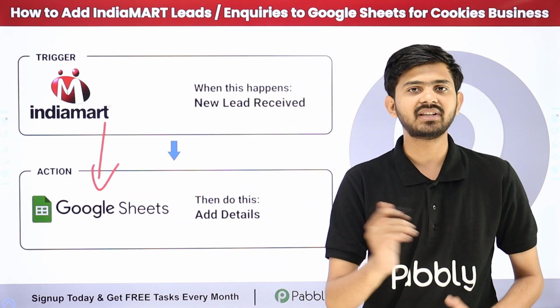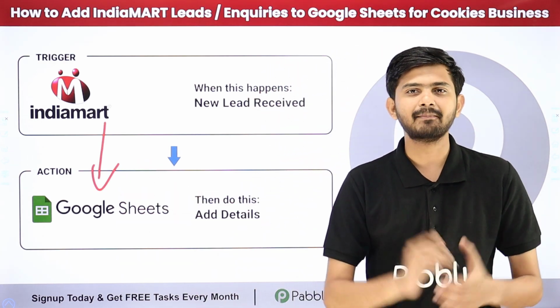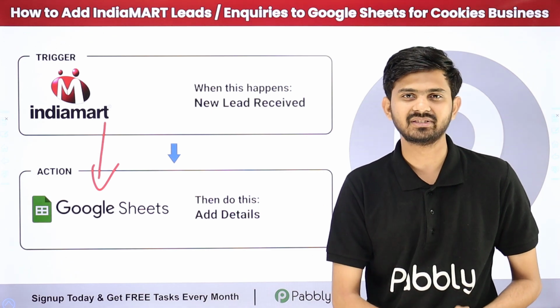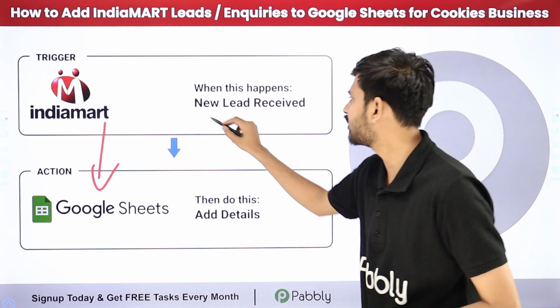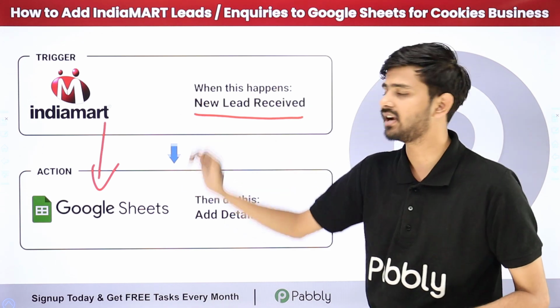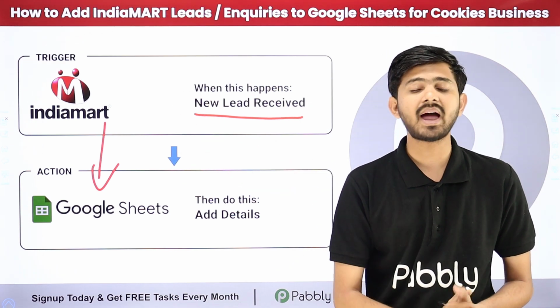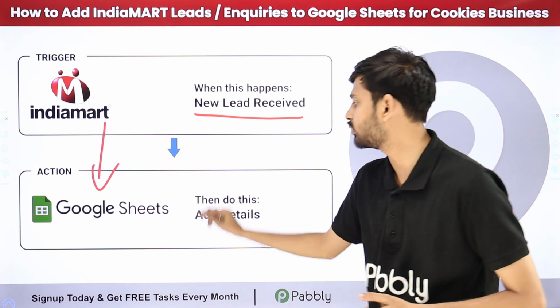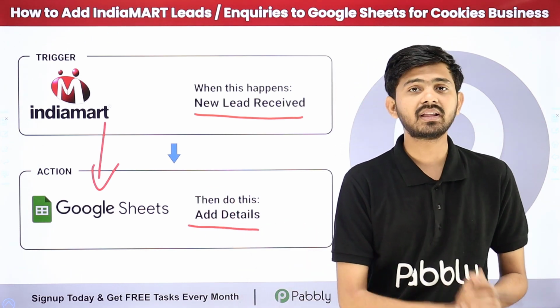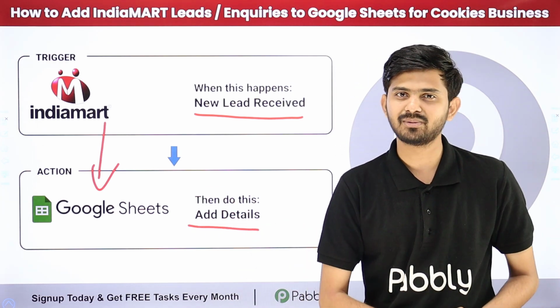So for building this connection, I'm going to use Pabbly Connect, which is an amazing software for automation and integration. Now with Pabbly Connect, whenever I receive a new lead or a new inquiry through IndiaMART for my cookies business, it will automatically add the detail of that lead in my Google Sheets. And how I'm going to build this connection, for that, let me take you to my computer screen.